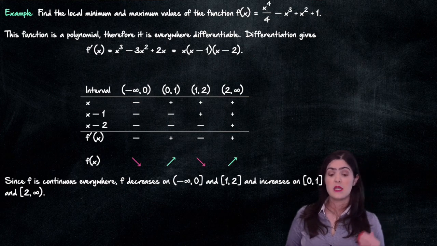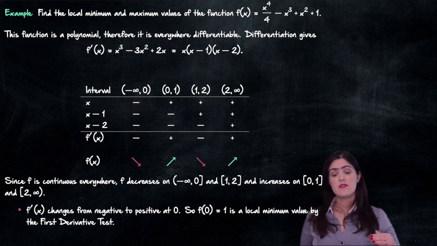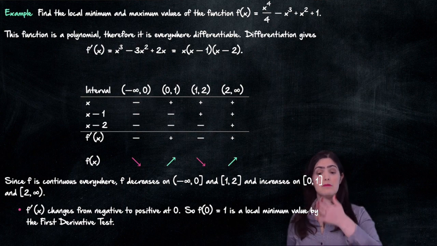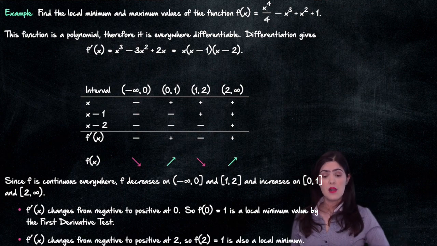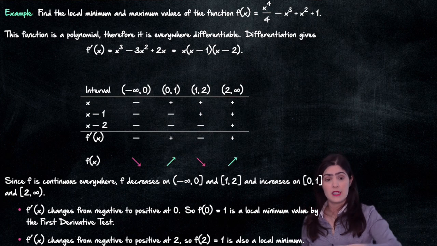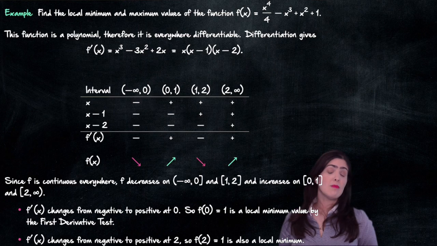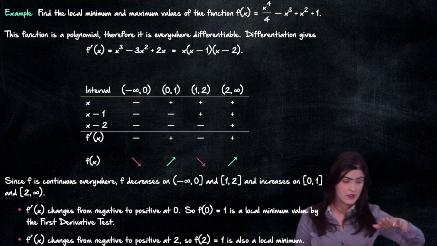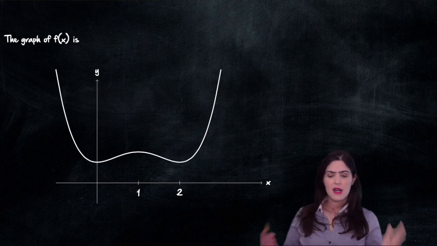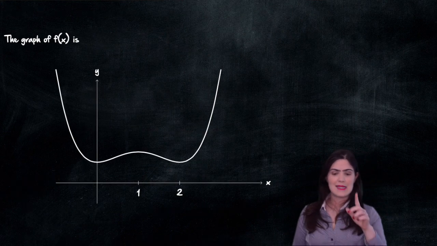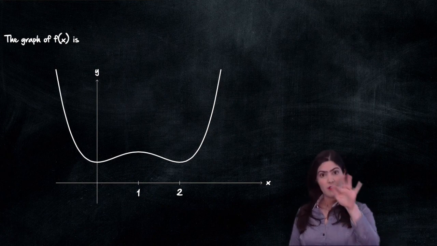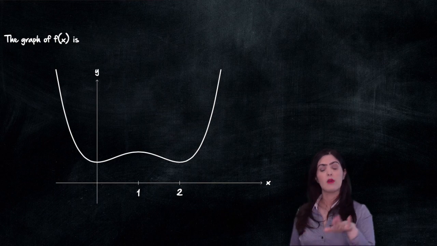We can then see that the derivative changes from negative to positive at 0. So there we have a local minimum. We have another local minimum at 2, because again we go from negative to positive, and then we have a local maximum at 1, because the derivative goes positive, then negative, so we go up and then down. And just to summarize, here is the graph of my function. As you see, exactly at 0 we have something that looks like a local minimum. At 1 we have this bump, a local maximum, and then again a local minimum at 2.